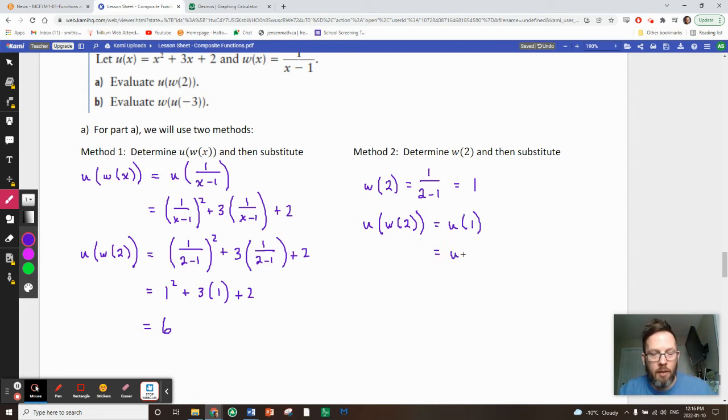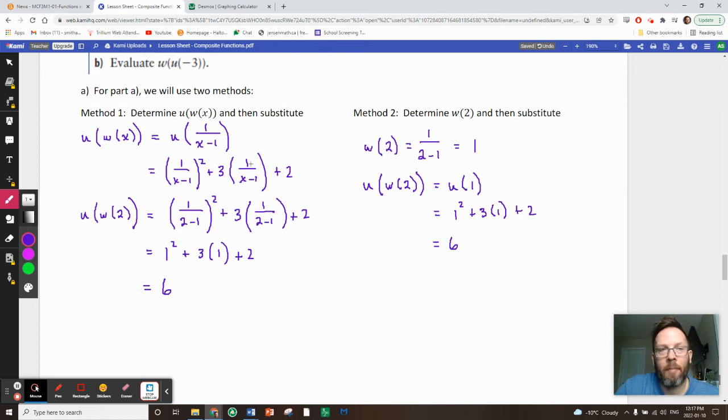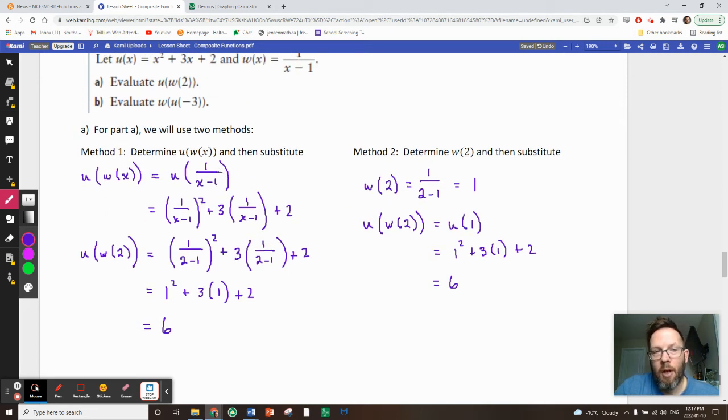So u at 1. That would be 1 squared plus 3 times 1 plus 2. 1 plus 3 plus 2, we get 6. Which method is better? Kind of maybe depends on the question. Each one can be useful at times, and you kind of just need to pick something that works for you. Obviously, I think in this question, method 2 is probably a bit more efficient. Takes a bit less time. But you have those two methods.